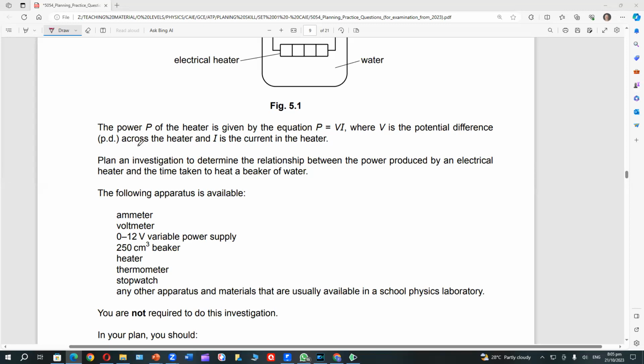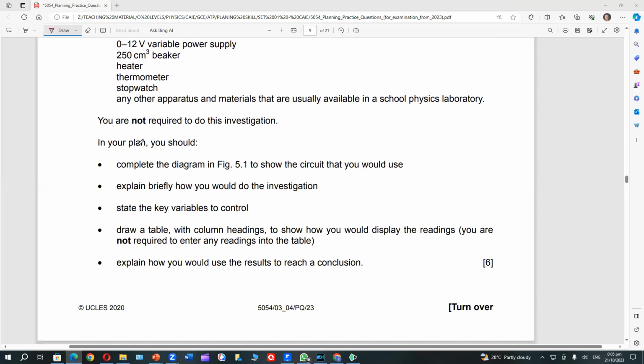You are not required to conduct this experiment. Complete the diagram in figure 5.1 to show the circuit that you would use. Explain briefly how you would do the investigation. State the key variables to control. Draw a table with column headings, and explain how you would use the results to reach a conclusion.